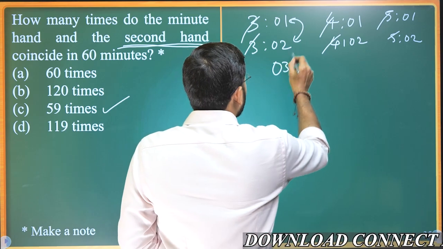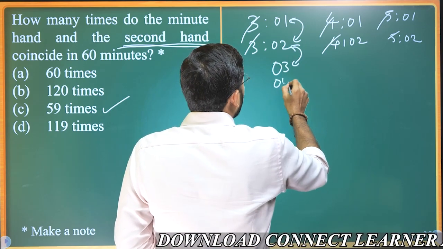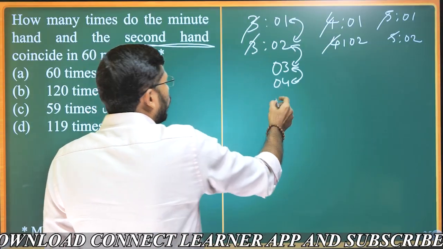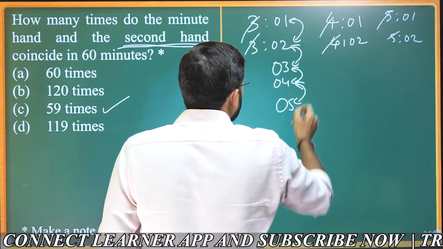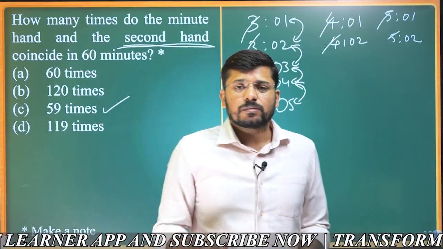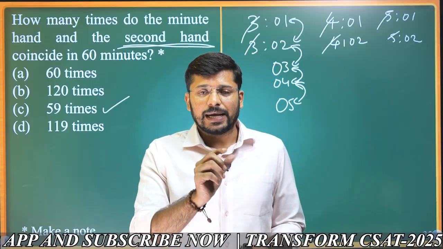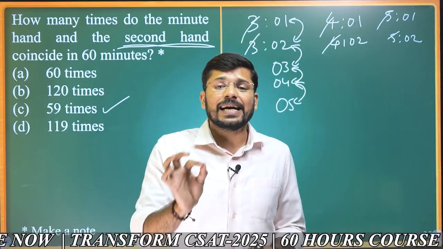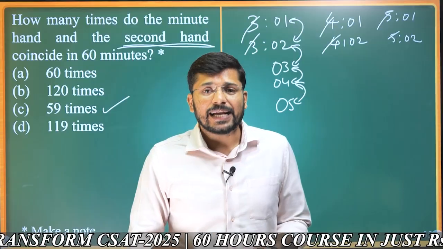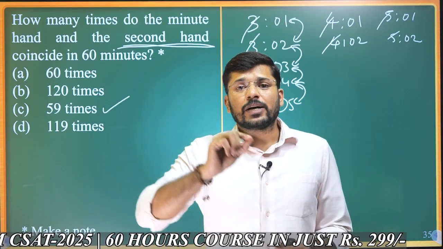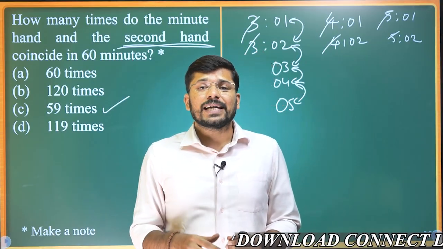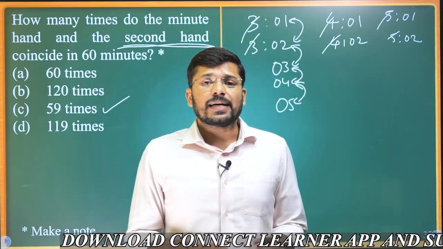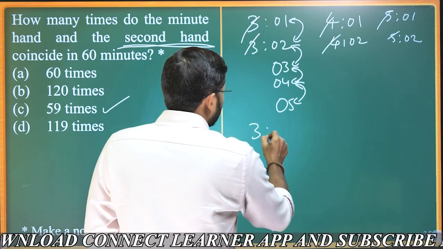Between 2 and 3, they will coincide once. Between 3 and 4, they will coincide once. Between 1 and 2 once, between 2 and 3 once, between 3 and 4 once, between 4 and 5 once. So, the general rule is that between every exact minutes, 3:01, 3:02, 3:03, the minute hand and the second hand will coincide once, with the exception that from the 59th minute to the first minute, they will not coincide twice, but only once, because the exception occurs at exactly 60 minutes.